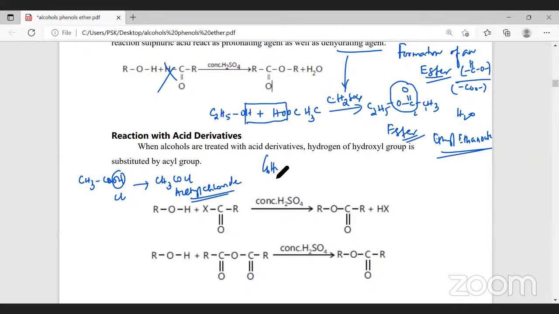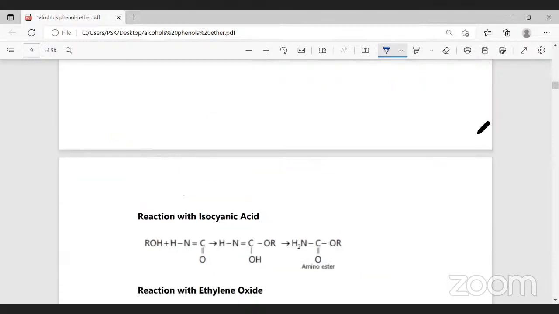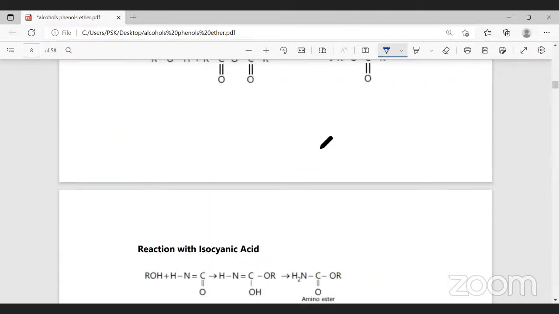Likewise, if you take benzoic acid, and from benzoic acid the OH is replaced by Cl, it is called benzoyl chloride. This benzoyl chloride and acetyl chloride are examples of acid derivatives. Now, we will have to learn a specific example. The specific example I will write here.